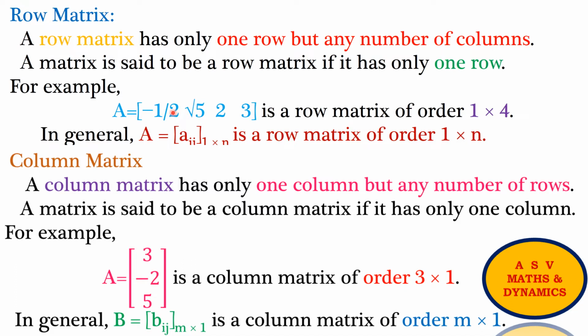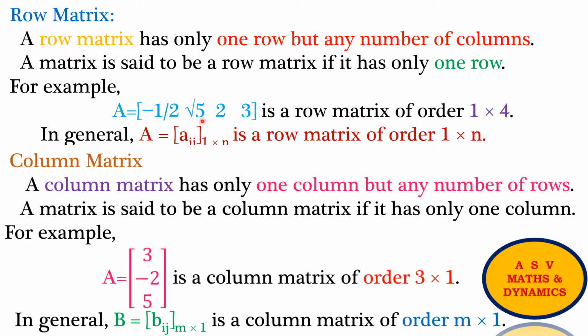So right now, matrix A has only one row. The values 1 by 2, negative 1 by 2, root 5, 2, 3, this is the one row. But how many columns here? 1 by 2 is one column, root 5 is one column, 2 is one column, 3 is one column. So only one row, but the number of columns you can add in the matrix. This is the row matrix.